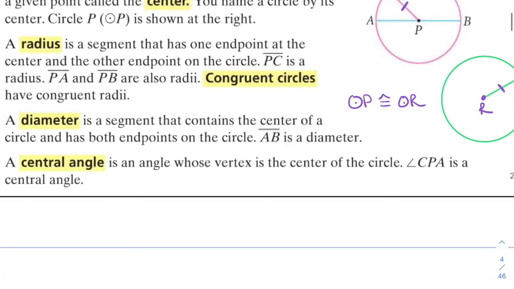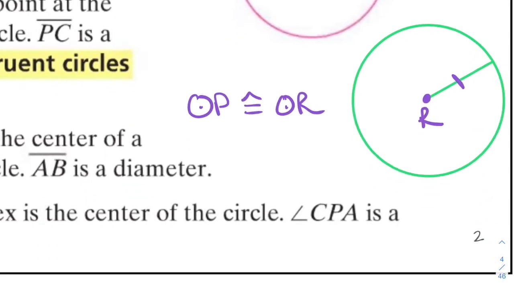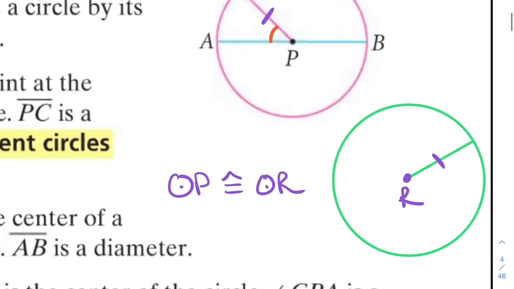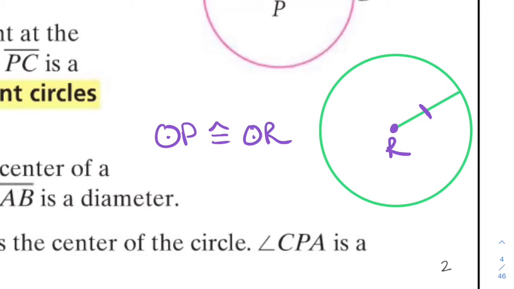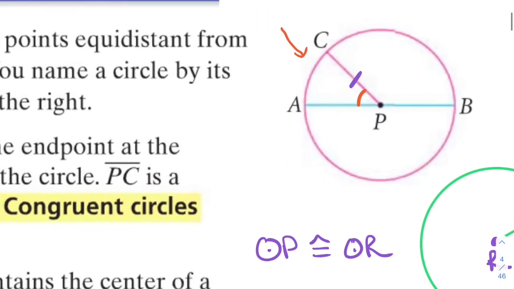Central angle. Here is a central angle. Central angle CPA. The central angle goes through the center. Here's what's really cool. We're going to start to focus on it. This is what we call an intercepted arc. So arc CA is an intercepted arc.